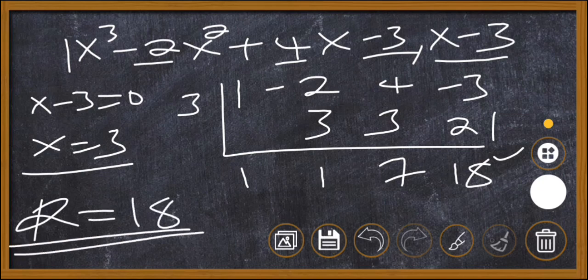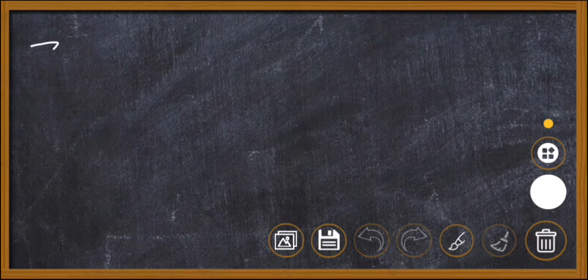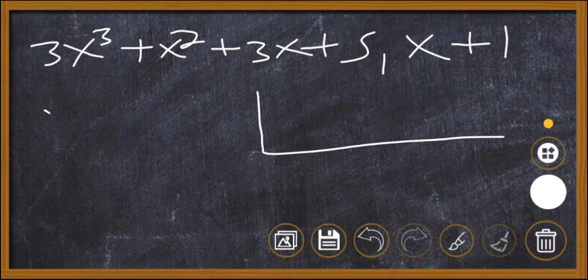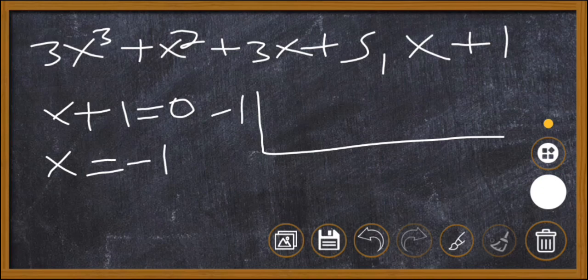So let's look at one more last example. That is 3x power 3 plus x squared plus 3x plus 5. And then the divisor is x plus 1. So in this case then we have to solve this given divisor, which is x plus 1 equating to 0. So when we take positive 1 to the other side, you are going to have negative 1. So negative 1 will be here. So then we add the coefficients. So we have 3 here, we have 1, and then we have 3, we have 5 here.